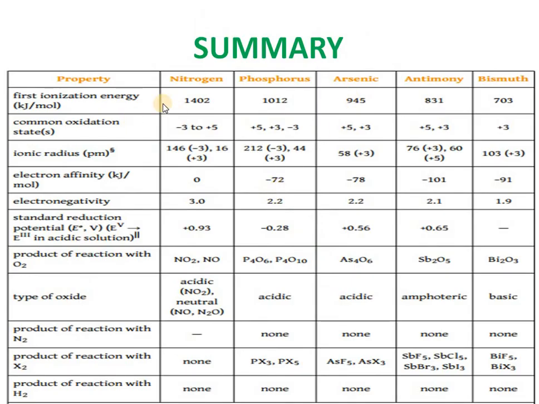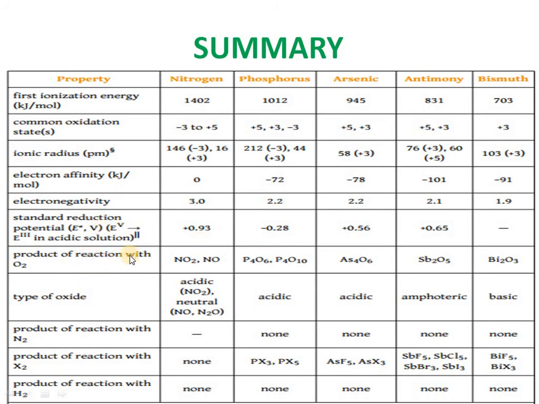If you see, we have discussed the elements nitrogen, phosphorus, arsenic, antimony, bismuth. We know that ionization energy is decreasing down the group. Common oxidation states are -3 to +5: 5, 3, -3, 5, 3. Ionic radius increases down the group, and electron affinity, you know, is decreasing. And electronegativity is also decreasing. And the reduction E naught value becomes positive here, and here it is negative. Okay, these are experimental values.